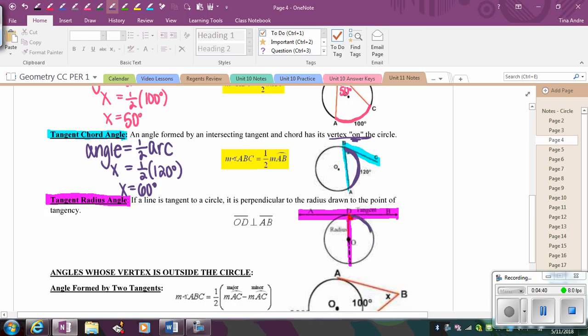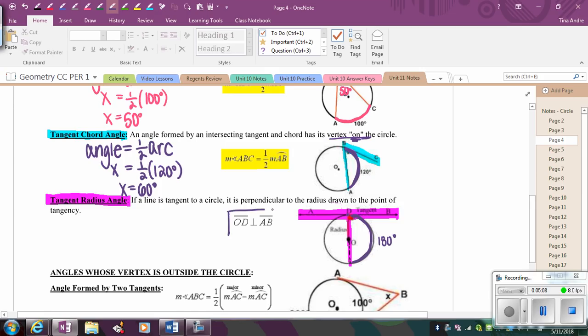semicircles that are formed. So basically this right here would be your intercepted arc if I was looking at this angle, or you could look at the other side and say, well, this is your intercepted arc. And no matter what, this arc right here is 180 degrees, so this angle has to be 90 because the vertex is on the circle, so the angle is always going to be 1/2 of the intercepted arc. So that's why this is going to be 90.